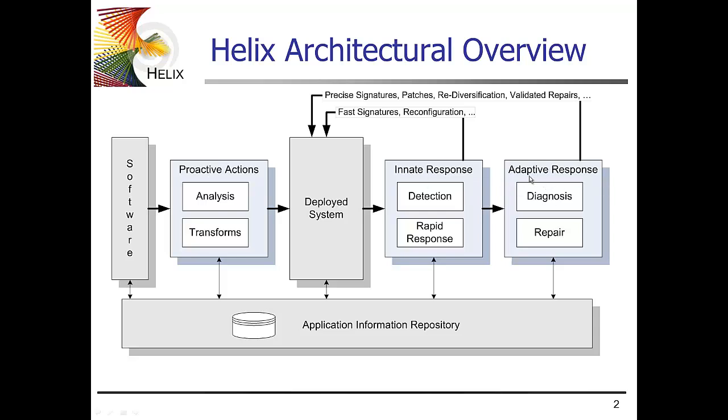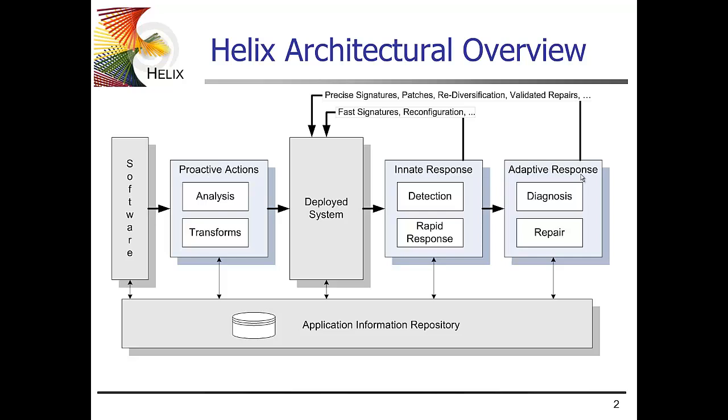In a slower method of response, called adaptive response, we're actually going to have the ability to dig deep into what the fault in the program actually was, and possibly repair the program so that this type of attack is not even possible in the future.